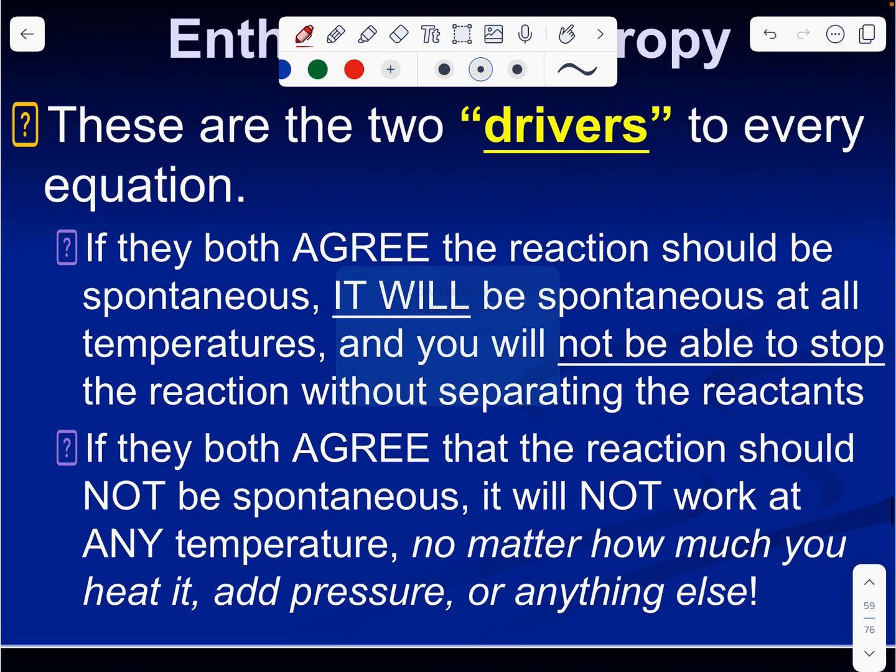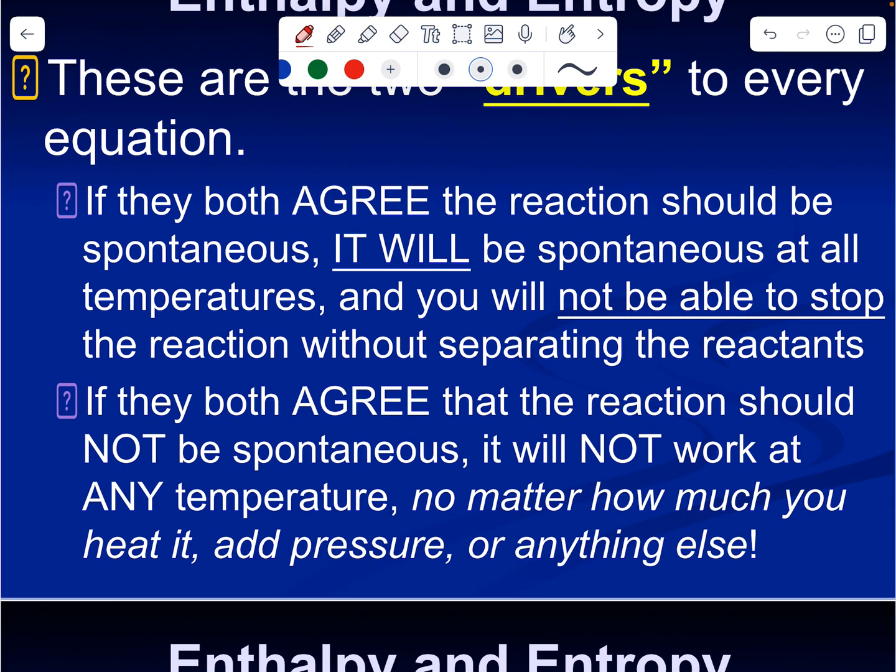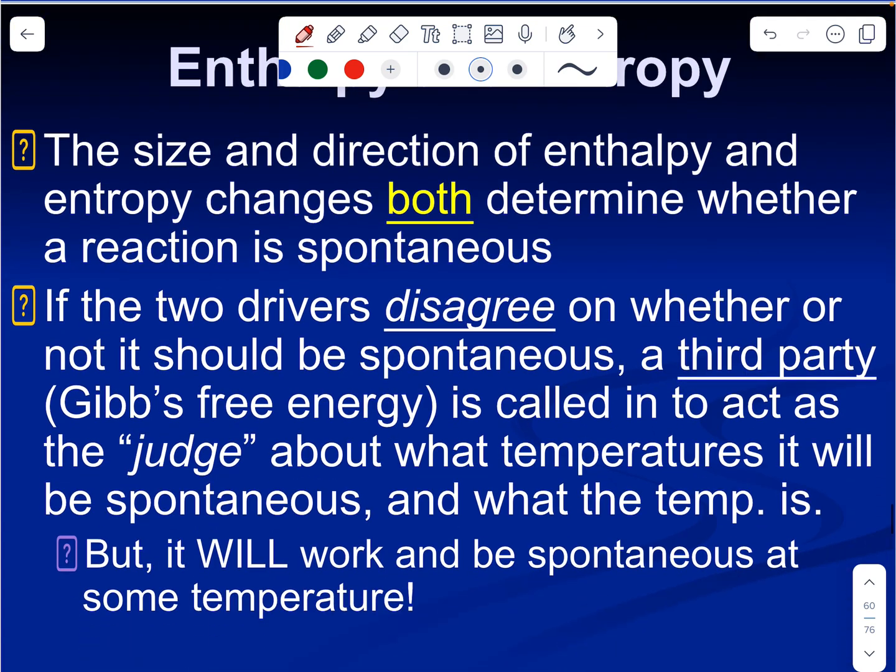Low battery, excellent. These are the two drivers to every equation. If they both agree, a reaction will be spontaneous. If they're both favorable, and we'll look at a slide that shows us this in greater detail, we'll have a spontaneous reaction. If they're both non-favorable, it'll be non-spontaneous. So both the size and direction of enthalpy and entropy changes determine whether a reaction is or is not spontaneous.